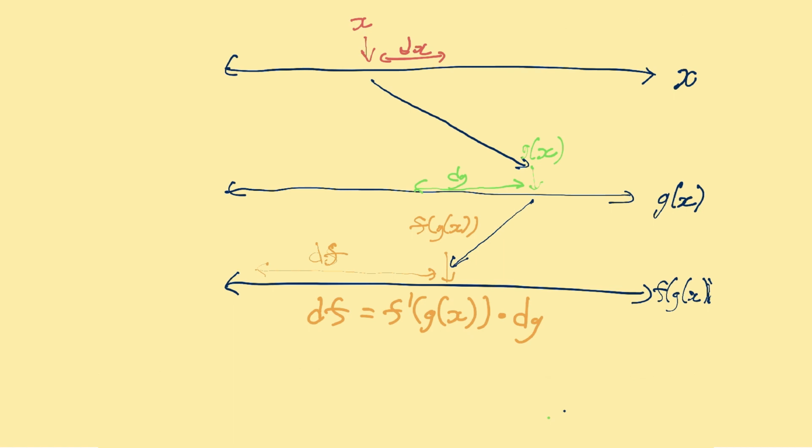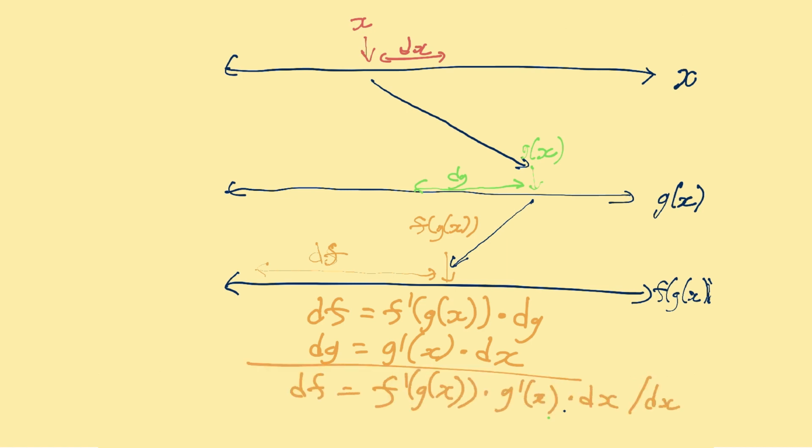Now, per the definition of derivatives, df is equal to the derivative of f at the point where we call it, which is g of x, multiplied by dg. We can use the same thing to figure out that dg is the derivative of g times dx. Combining those two, we get that df equals the derivative of f at g of x times the derivative of g at x times dx. If we divide through by dx, we get the derivative, which is the derivative of f at g of x times the derivative of g at x.